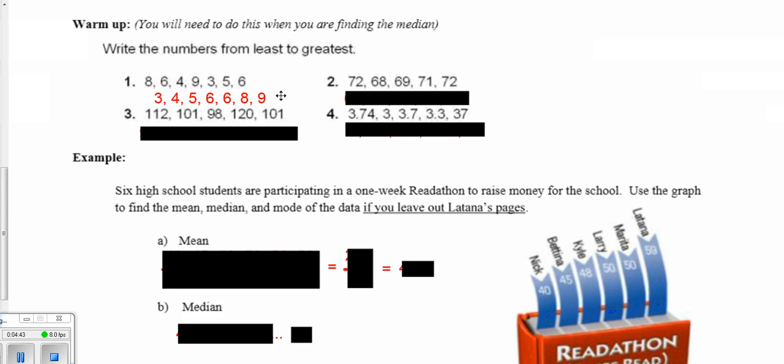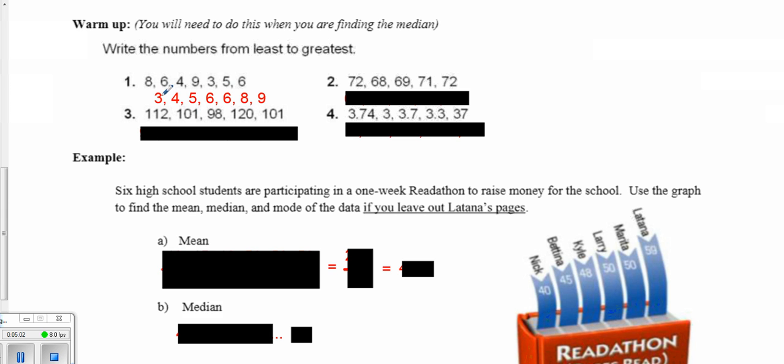Now, when you write it in ascending order like this, so smallest to biggest, it makes it a lot easier then to help find the mean, median, and mode. If you wanted to find the mode, you just say which number happens the most. It looks like 6 happens twice. No other number happens twice, so 6 would be our mode.